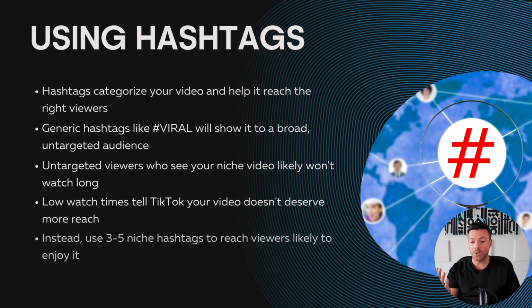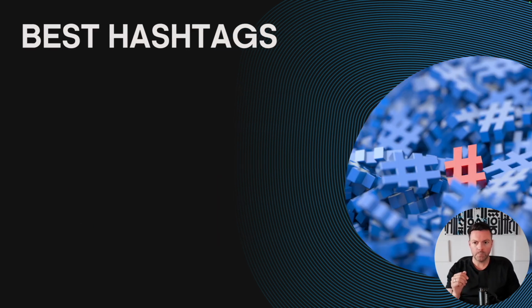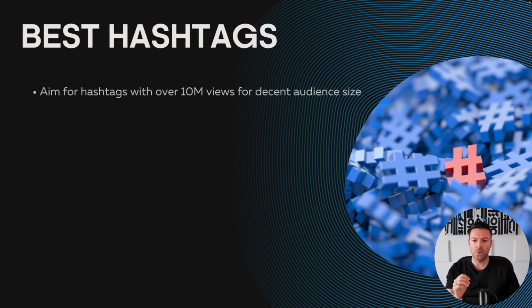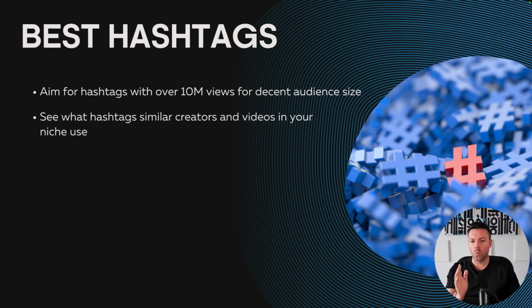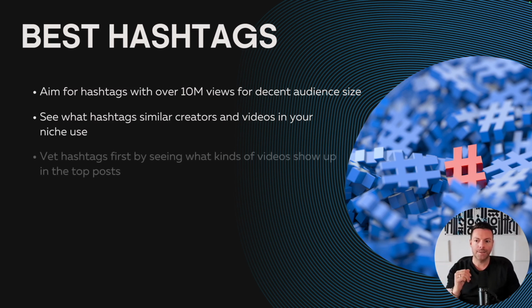So instead, what we do is we use 3 to 5 niche hashtags to reach viewers likely to enjoy it. Super important you do this, okay? And the best hashtags to use are the ones with over 10 million views. You'll be able to see which hashtags are working by looking at other creators in your niche, seeing which videos are going viral, and just using those hashtags, right?